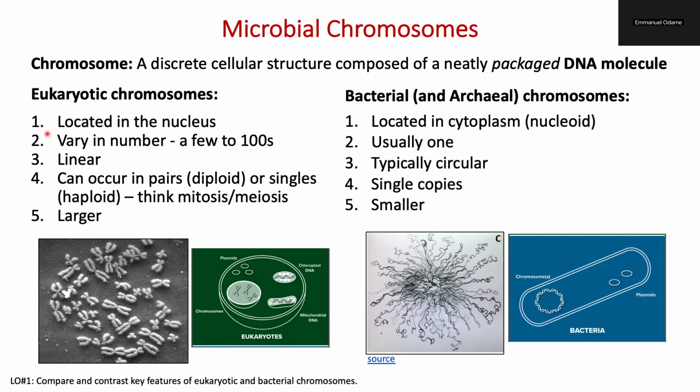the bacterial chromosomes. As we all know, bacteria don't have a nucleus. For that reason, their chromosome is present in the cytoplasm, and they usually have only one, typically circular in shape. They have single copies of their chromosome, it is smaller, and they have to replicate it anytime they want to form more of themselves.